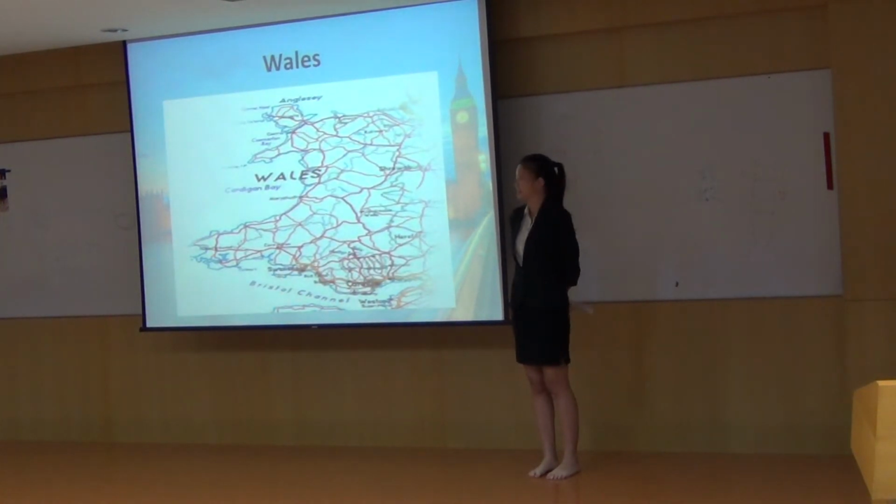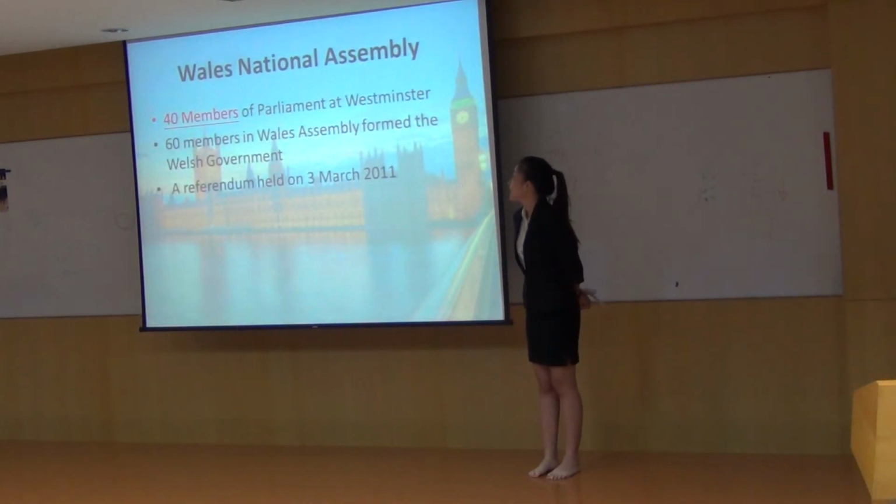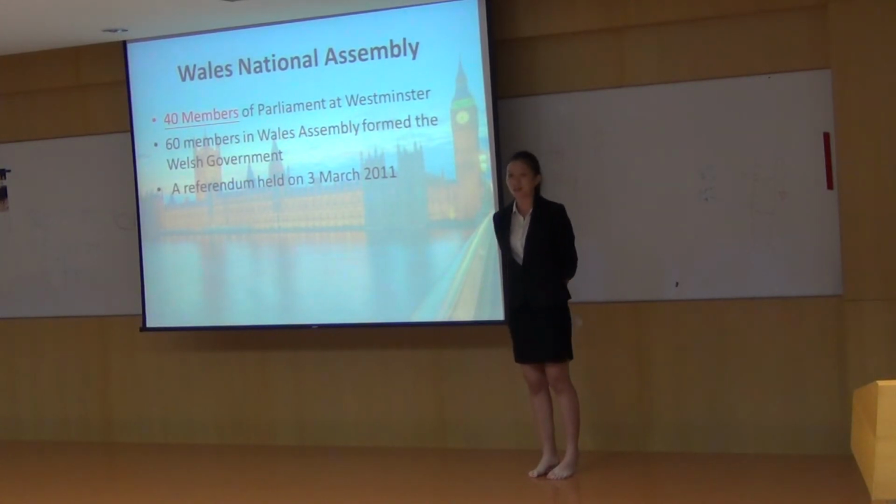And the next one is Wales. This is the outside of the National Assembly, and it was built in 2006, so you can see it's very modern. In Wales, there are 40 members of Parliament at Westminster, and 60 members in the Welsh Assembly to decide local matters.